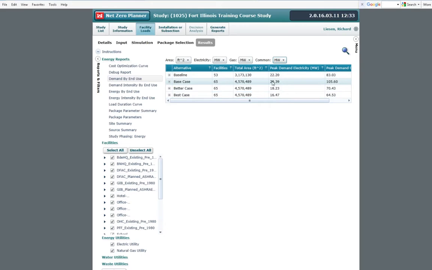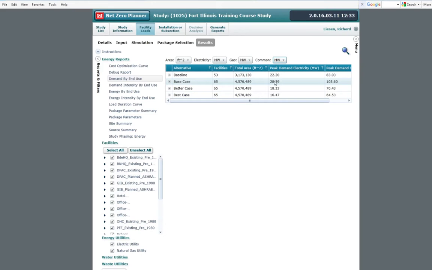And remember, this is a coincident peak, meaning this is the sum of the peaks. In other words, that's what the meter would see, even though each building can peak at a little different time. That's a coincident peak versus a non-coincident peak. The non-coincident peak could be higher, but the meter doesn't see that. Your electric equipment only has to supply at that given time.